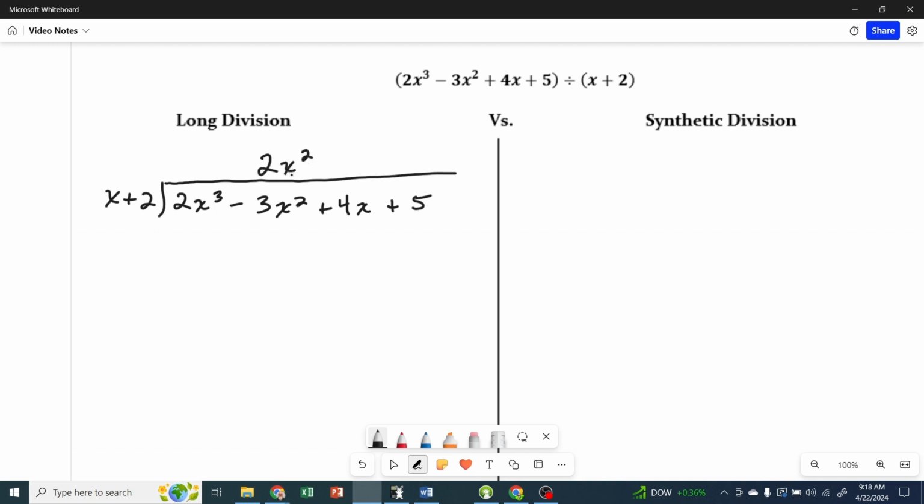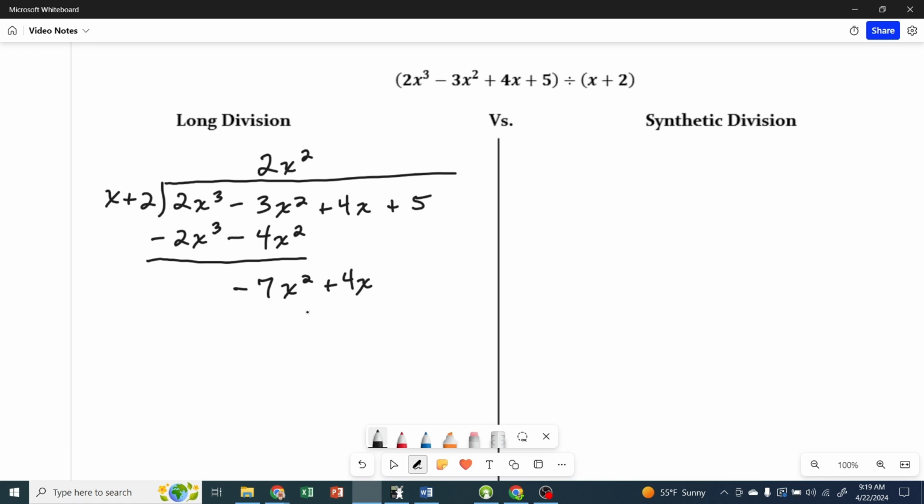So now we multiply and change the sign. 2x squared times x becomes 2x cubed, but we change the sign to negative. 2x squared times positive 2 is 4x squared. Change the sign to negative 4x squared. Okay, remember we have to do that every time. Add down your columns. 2x cubed plus negative 2x cubed is 0, so that's gone. This is negative 7x squared. Bring down 4x.